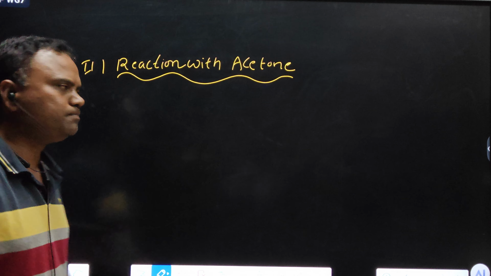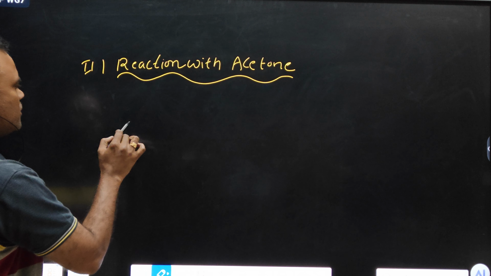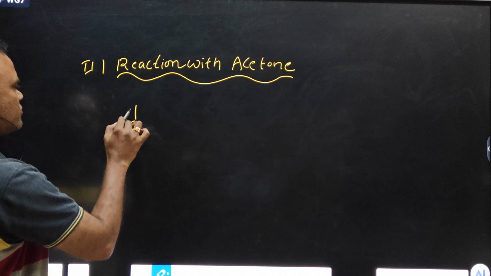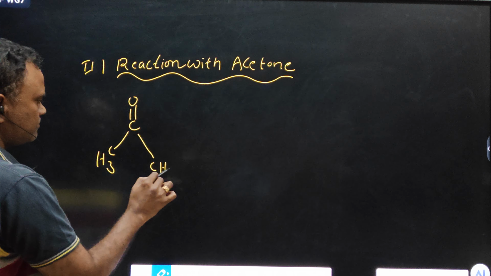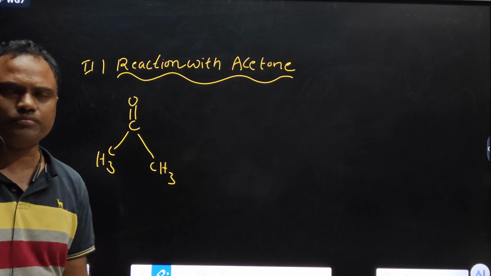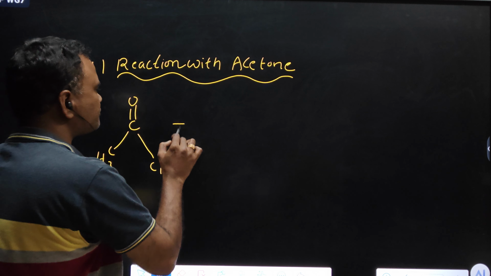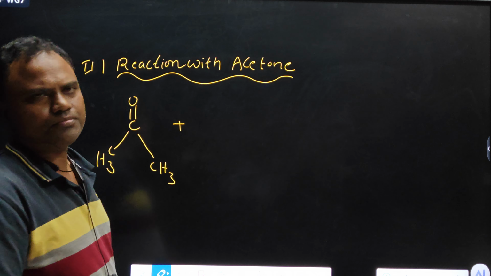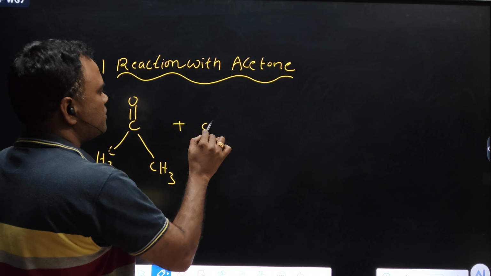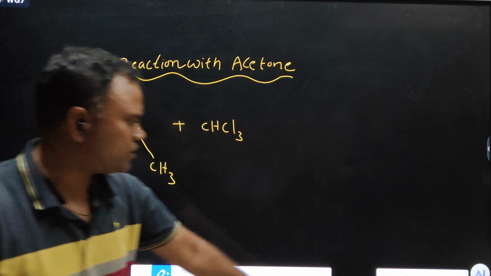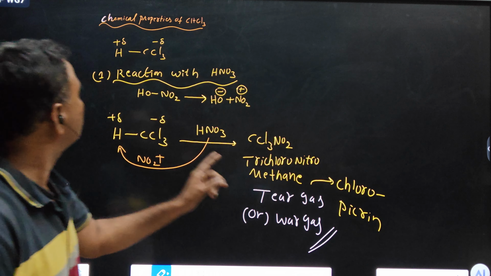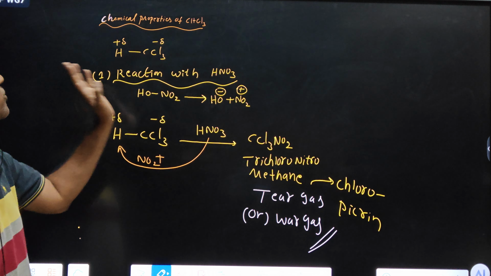Reaction with acetone. Let us draw the structure of acetone, or propanone. CHCl3. You tell me which is the negative part and which is the positive part. At the beginning, I will give you which is negative and which is positive.